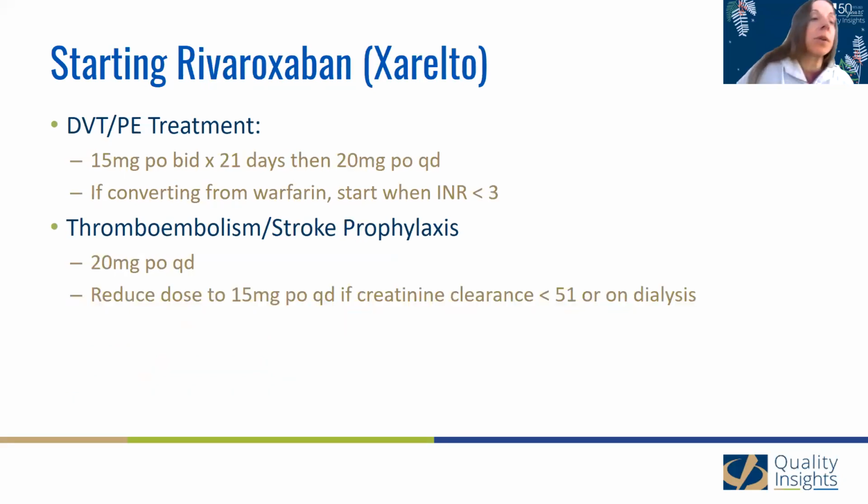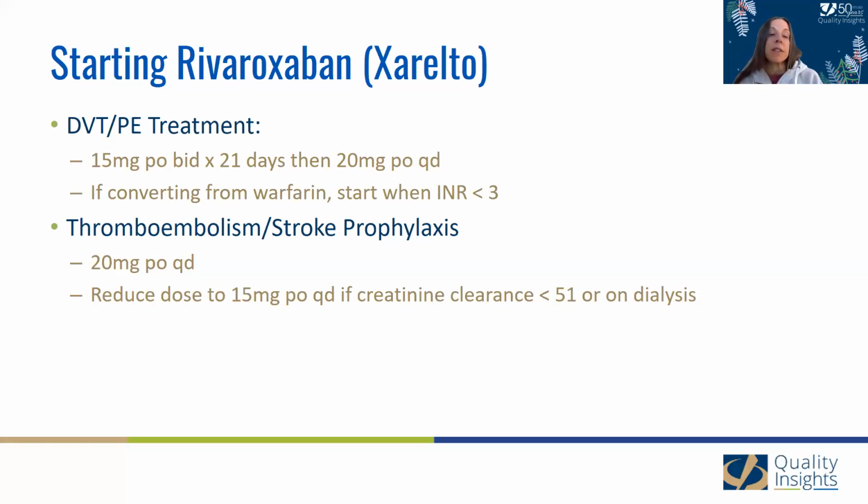Starting Xarelto, if you're treating an initial DVT or PE, it's 15 milligrams twice a day for 21 days, and then 20 milligrams daily. If you're converting from Coumadin or warfarin, you want to start when that INR is less than 3. So you stop your Coumadin. If the INR is 2.4, you're good to go to initiate your Xarelto.